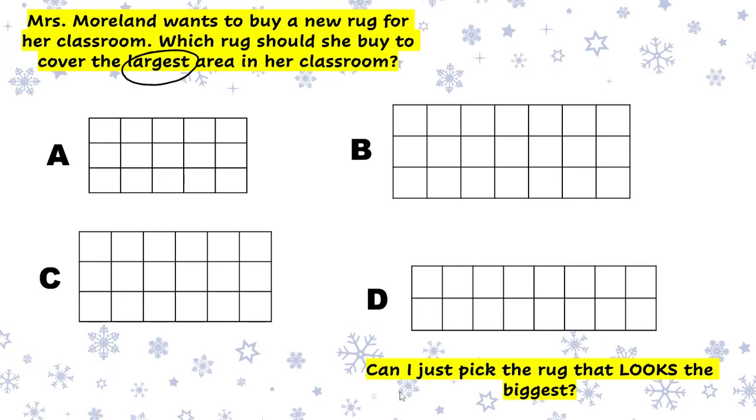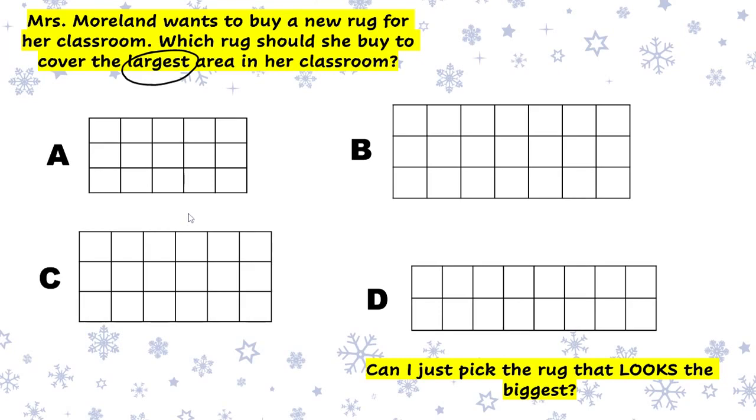So I want you to think about this. Can I just pick the rug that looks the biggest to me? Okay, so think about in your head. I want you to pick just by eyesight, not counting. Take a look and see which one you think is the biggest. And then we're going to count it and ask yourself, were you correct or not? Could you pick the one that just looks the biggest? Okay, so you are going to have to go through and you're going to have to count every single one.